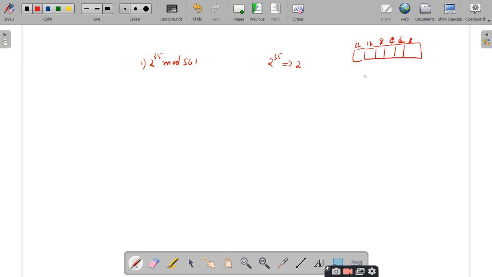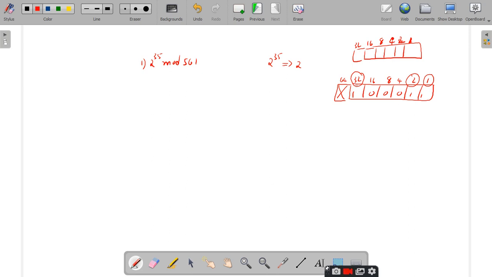So this is the bit combination I have. The place values are 1, 2, 4, 8, 16 and 32. Shall I take 64 also? Not necessary, because my power is 35 only. From these combinations I have to check whether I will get 35. So how can I get 35? 32 plus 2 plus 1. So 32 plus 2 is 34, plus 1 is 35.